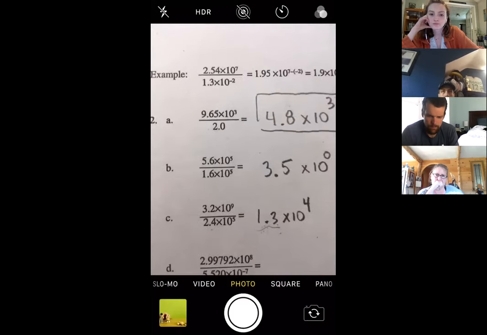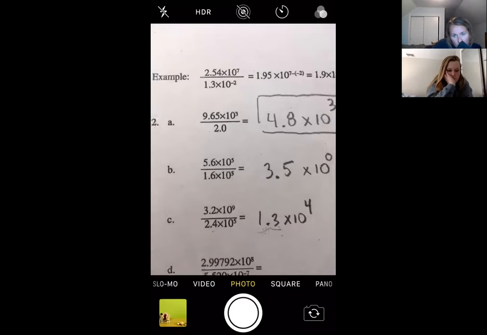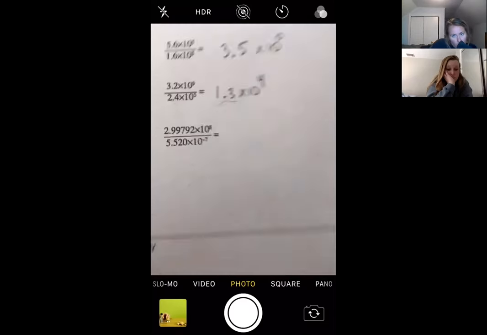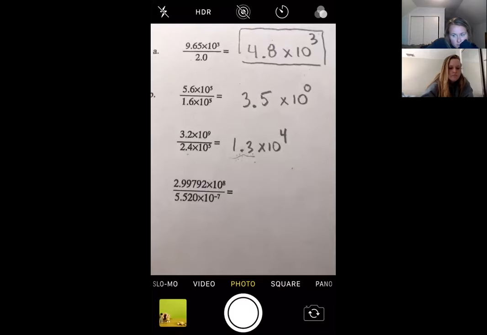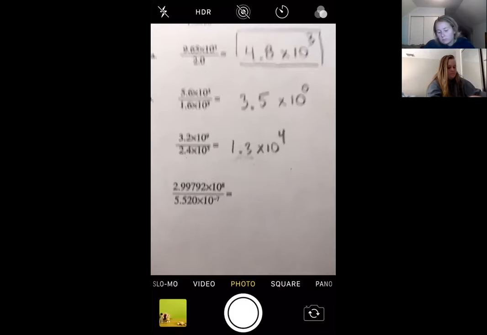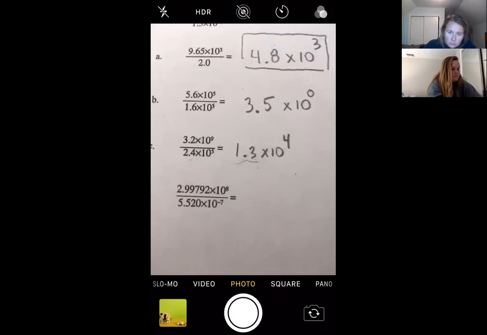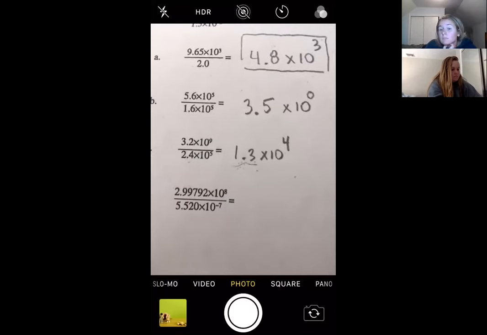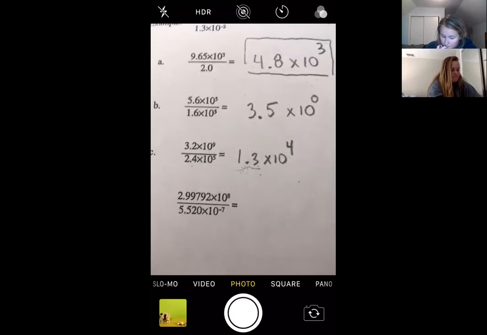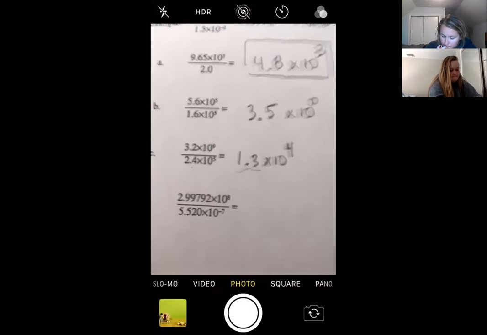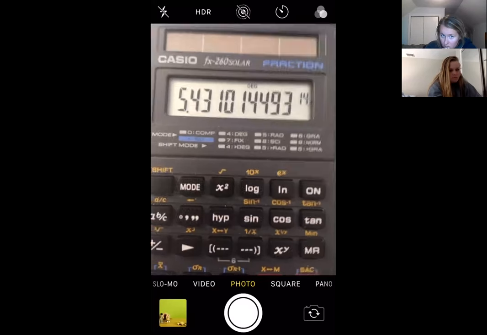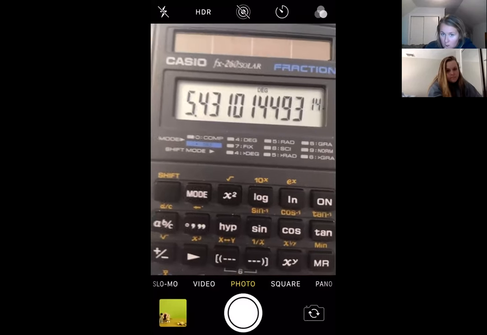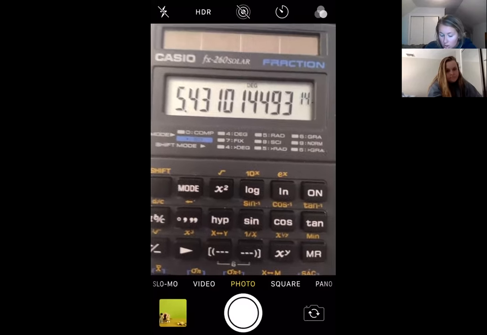Okay, for our final act of lab and class today, Sarah Darcy, you're gonna help me do this last one. Let's all punch it in all of its hideousness. 2.99792 exp 8 divide by 5.520 exp minus 7. And when I punch it, that's the nonsense that I get. Is that what you have on your calculator, Sarah?